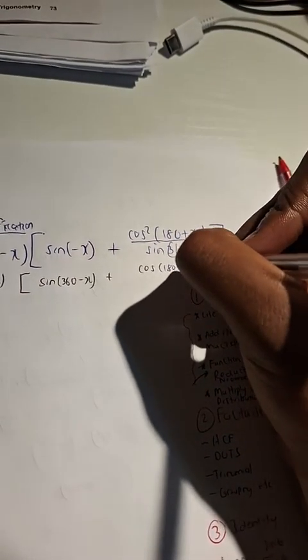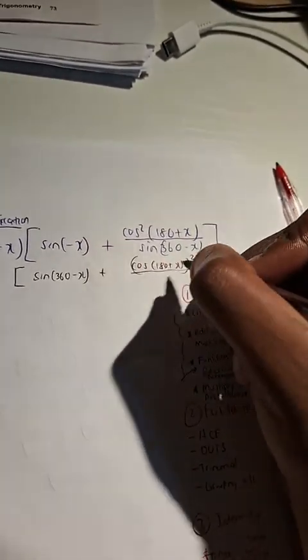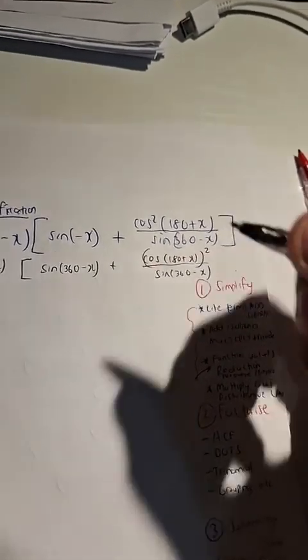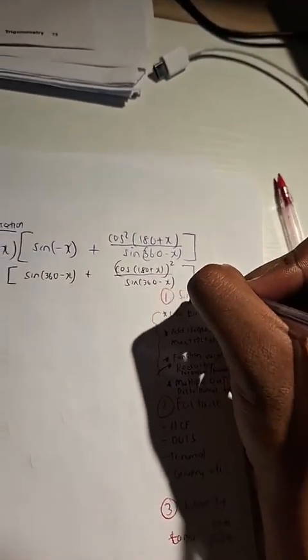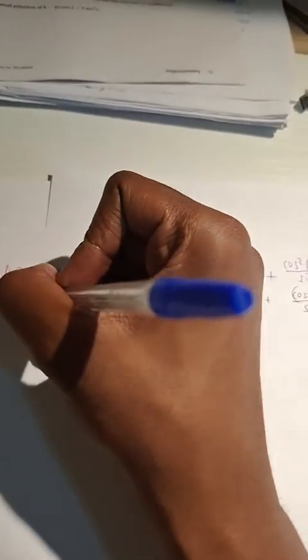180 plus x, I'm coming back to you. I'm going to evaluate you. Sine of 360 minus x. You guys are looking good. You look scrumptious. I'm going to dish you.